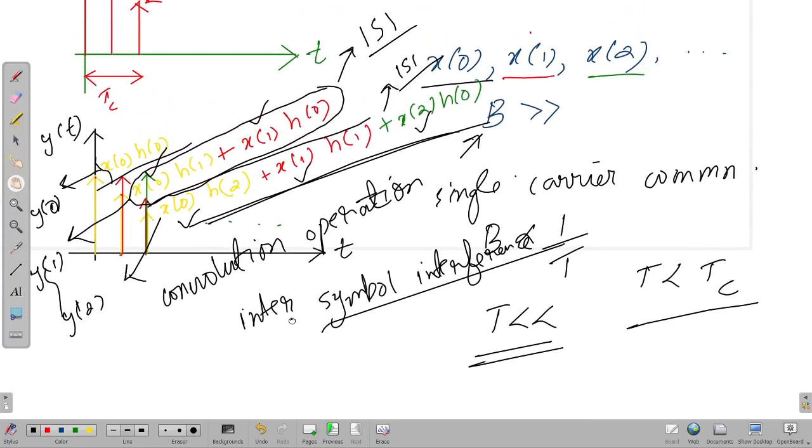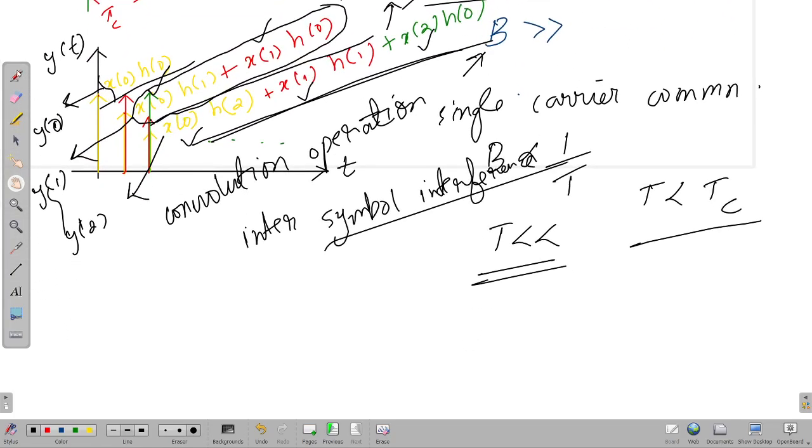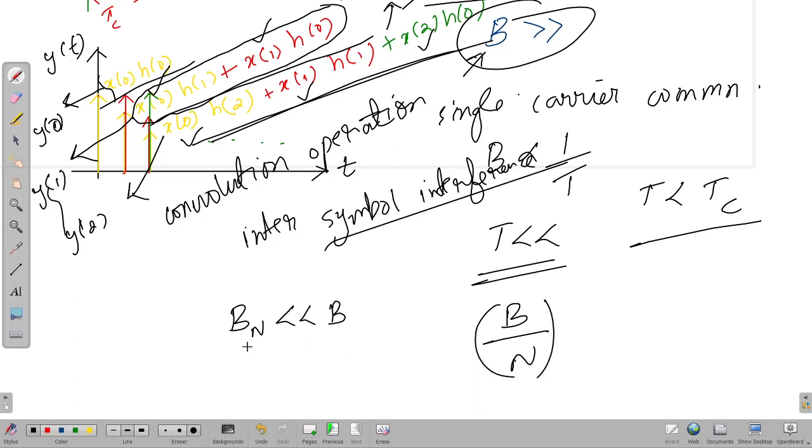And how can multicarrier avoid this? In multicarrier, this is not the case. Bn, the bandwidth of each substream, is less than B. How is it possible? You divide B by n, and the bandwidth of the substream is much less than B, which means that the time duration of the symbol is going to increase.